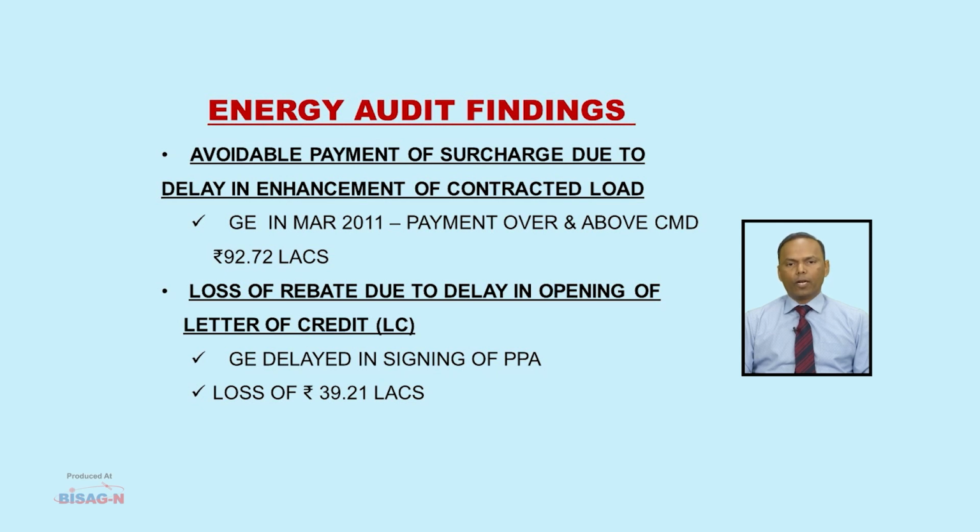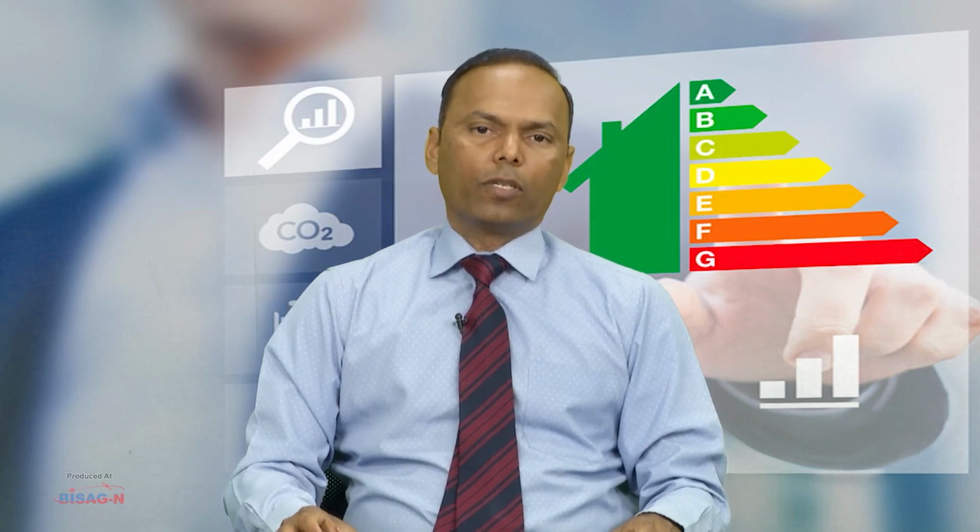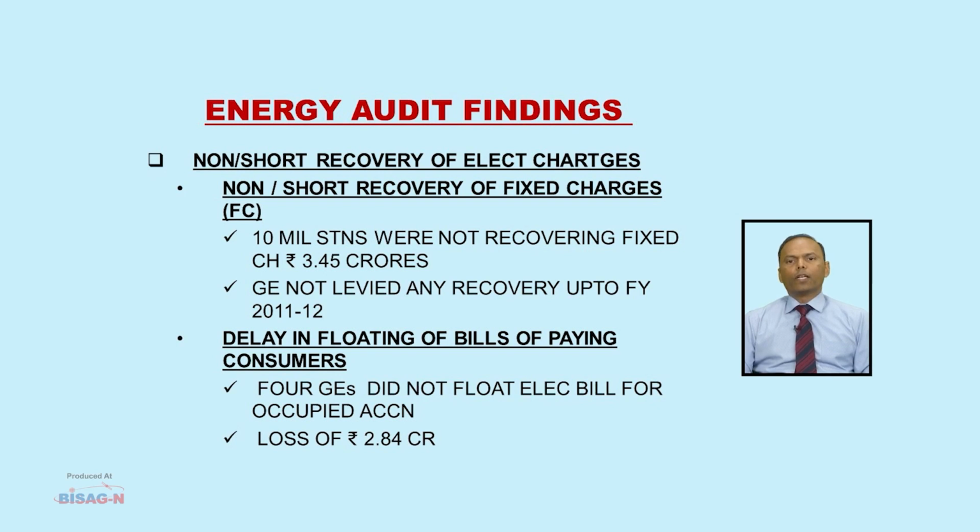Loss of rebate due to delay in opening of the letter of credit. One of the Gs delayed in signing of the power agreement and it led to the loss of 39.21 lakhs. Also, a point which has come out in the audit findings is the short recovery of electrical charges, non-recovery of fixed charges. 10 military stations were not recovering fixed charges and it led to a loss of 3.45 crores. Second, delay in floating of bills of paying consumers. 4 Gs did not float electricity bills for occupation, which led to a loss of 2.84 crore.